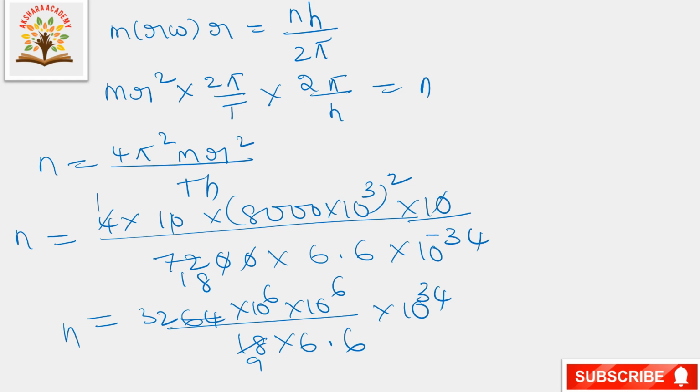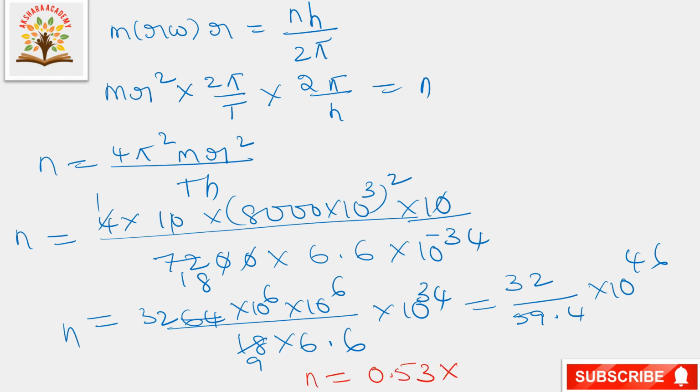So this is equal to 32 by 59.4 into 10 to the power of 46. So finally n is equal to 0.53 into 10 to the power of 46. Okay, this is the final answer.